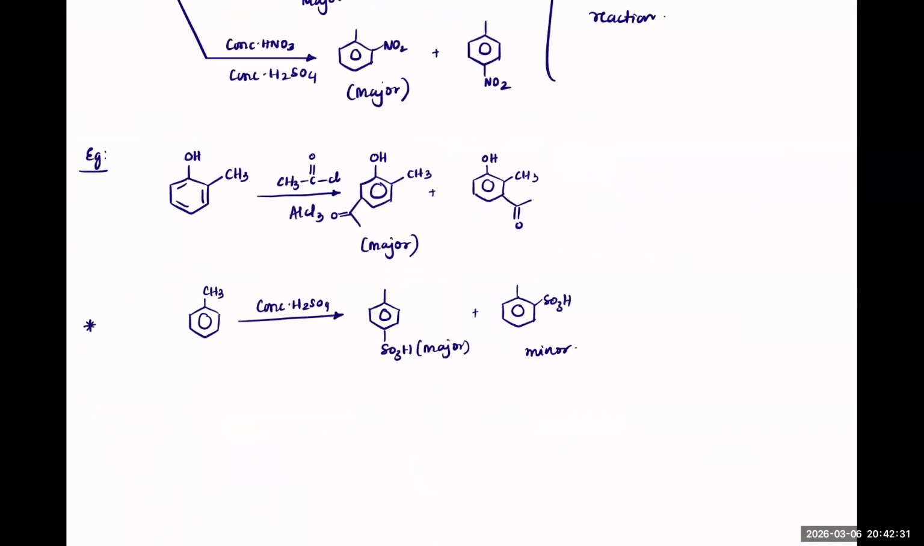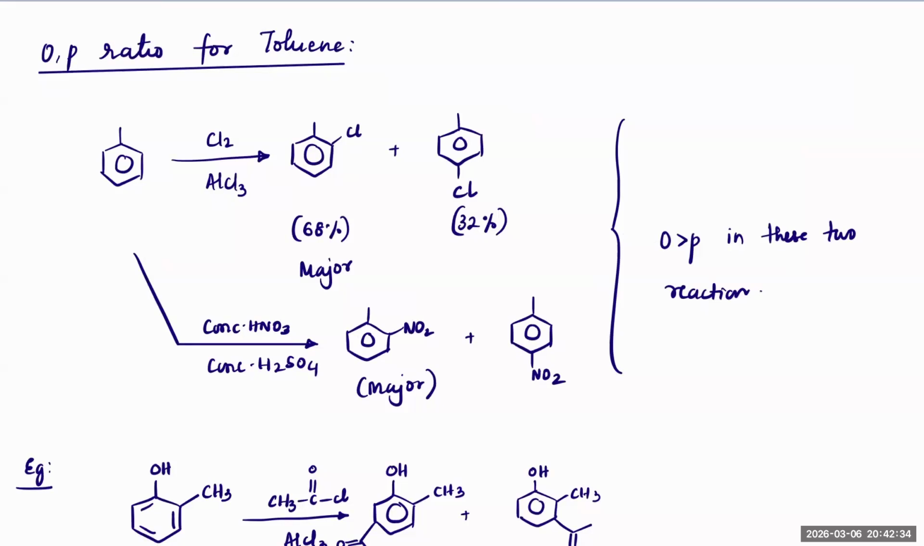Right. OP ratio, we have learned this already, but this time for toluene cases. In case you have toluene, then what will be the OP ratio? See, in case of toluene, if you do chlorination through the EAS mechanism, then you can get ortho and para. But usually we get para as major, but not in this case. In this case, you will find ortho as major. Ortho is slightly greater than para, specifically when you do chlorination as well as nitration.